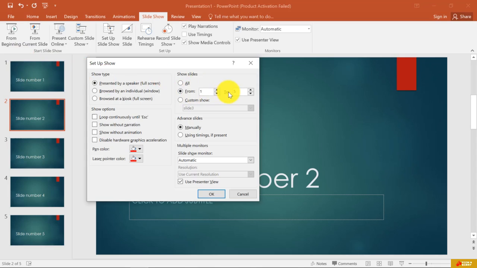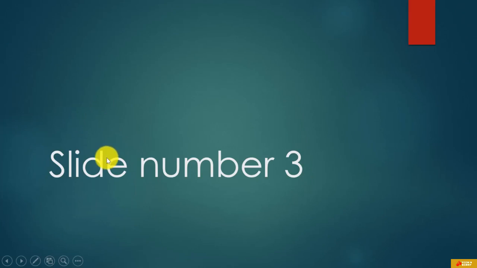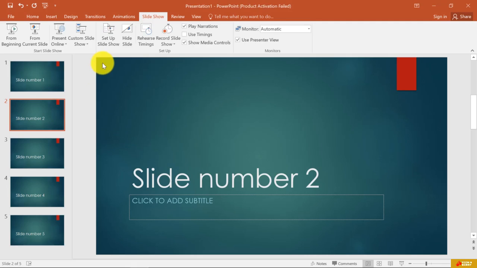Here you can select from which slide to which slide you want to show. For example, I want to show my slideshow from slide number 3 to slide number 5, so I will select this and click on OK. Now if I click on From Beginning, you'll see it will start from slide number 3 instead of slide number 1, and it will move up to slide number 5, then it will end the slideshow.